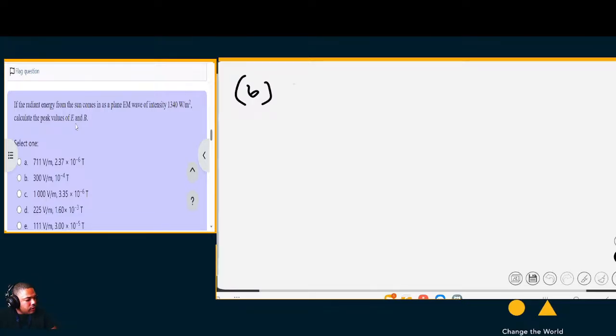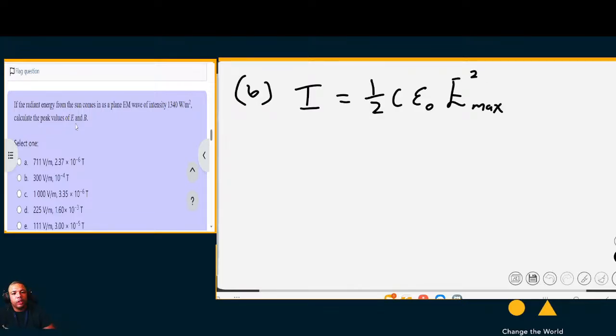Now, the intensity of an electromagnetic wave is related to the maximum electric component in the following formula, which you should have seen before: I equals a half times the speed of light times the permittivity of free space times E squared max. This is the peak value for the electric component.